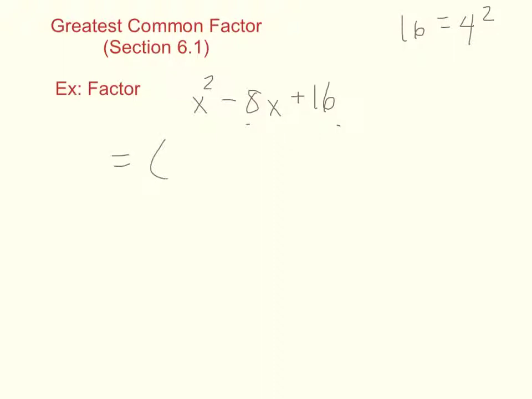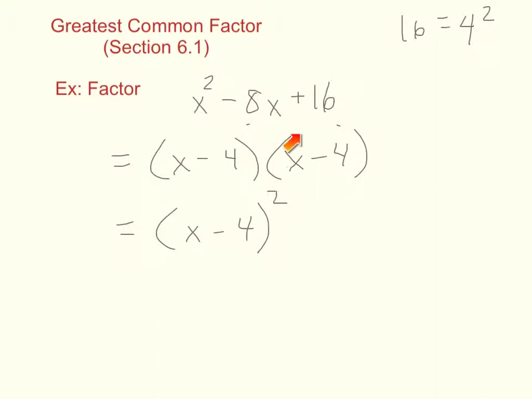When you factor it, you're going to get x minus 4 times x minus 4, and you might also see that written as x minus 4 quantity squared. Either one of these answers will work. They're both in factored form.